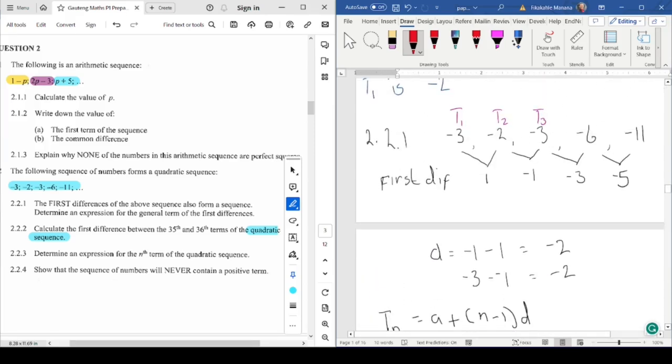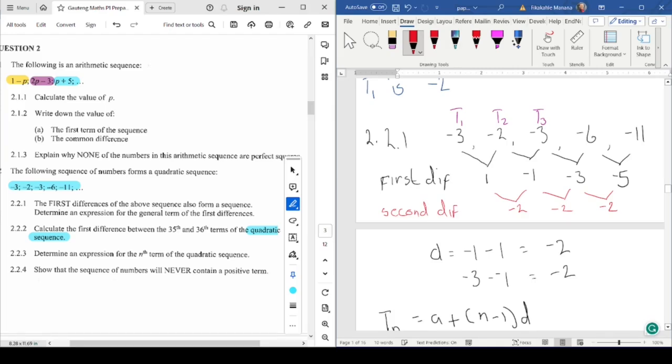So there we go. We need to complete this so that we get the second difference. All right, so in completing this, minus 1 minus 1, I get minus 2, don't I? Minus 2. And then here, minus 3 minus minus 1, I get minus 2. And then here, minus 5 minus minus 3, I get minus 2. So we know that this is the second difference.